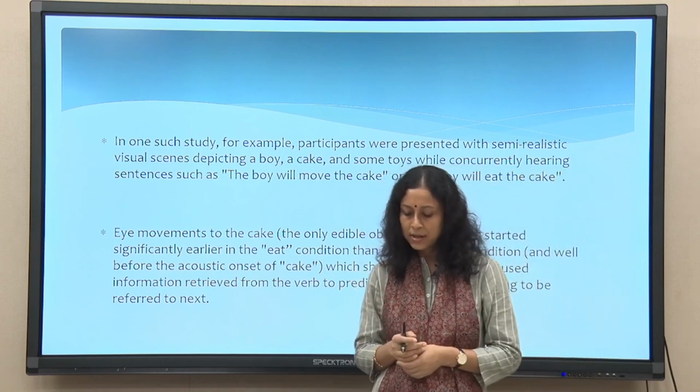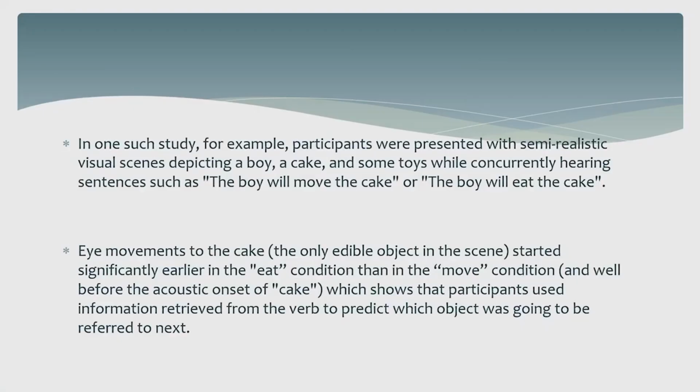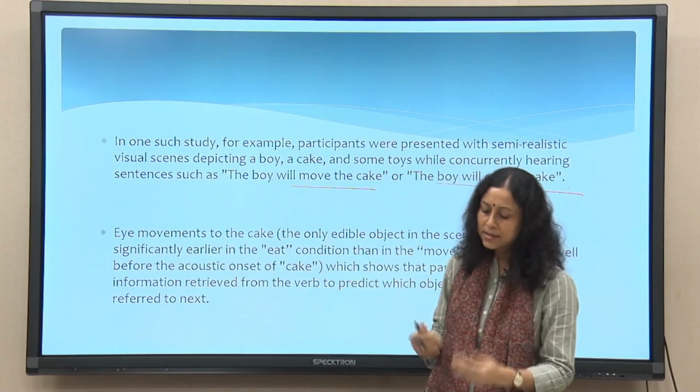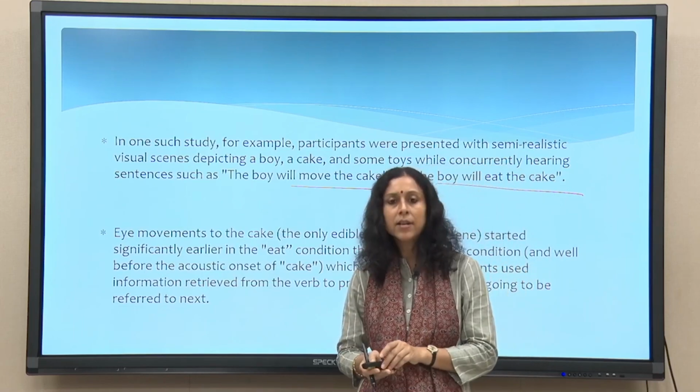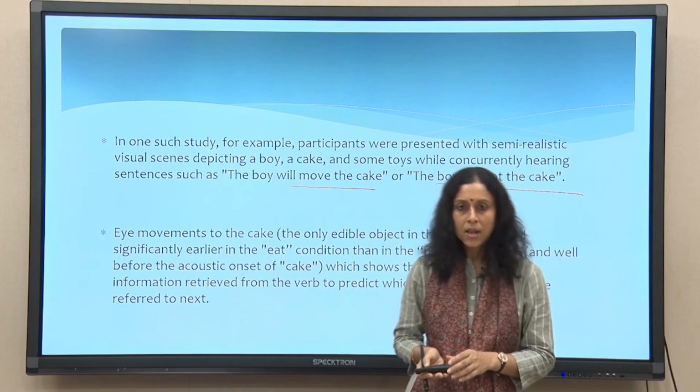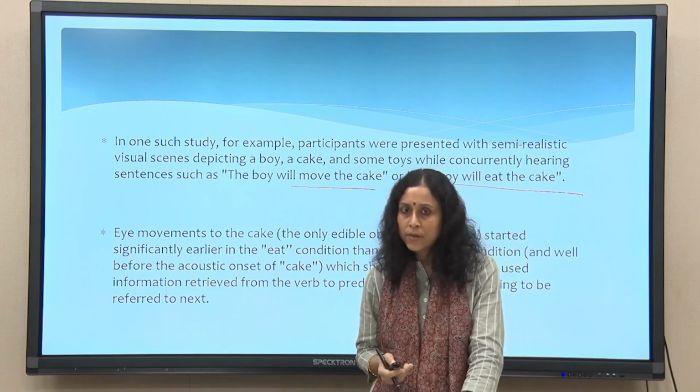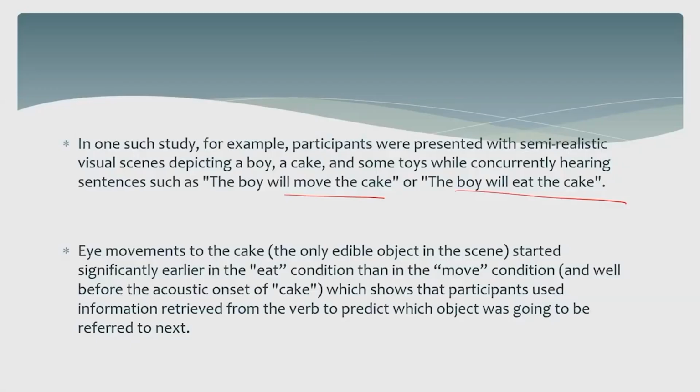In one such study, again a very well known study, participants were presented with a semi-realistic visual scene which had a boy, a cake and some toys. This was the visual display, while they heard a sentence like "the boy will move the cake" or "the boy will eat the cake." As they were listening to the sentence, eye movements were recorded. What do we find? How do we find the pattern of eye movement? The eye movements to the cake started significantly earlier in the eat condition compared to the move condition.